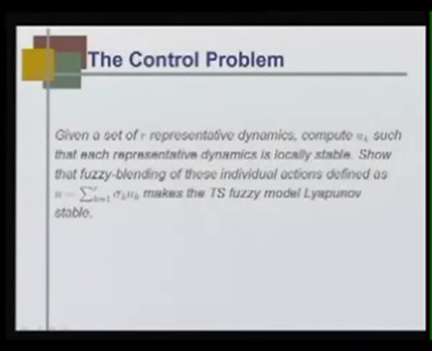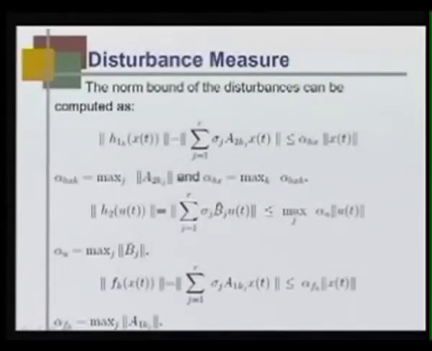So, this is the idea, and this idea comes from the first class, the last class we discussed. And again, the disturbance measure has to be computed for h1k(x,t), h2(u,t) and fk(x,t), in a similar manner.